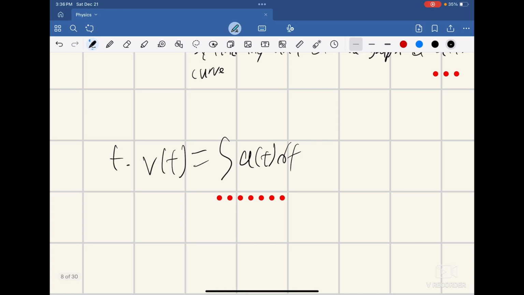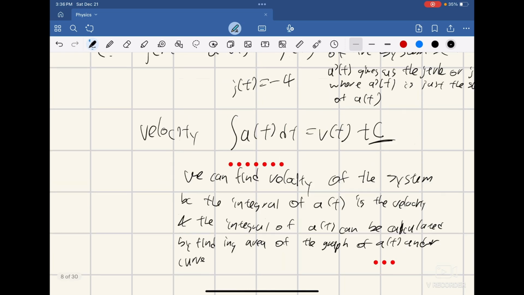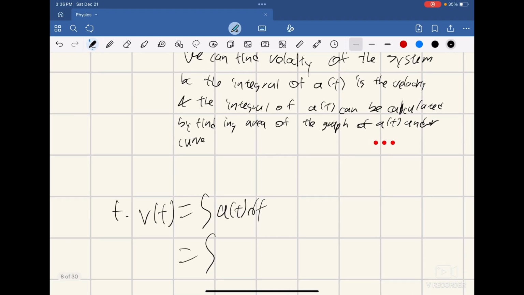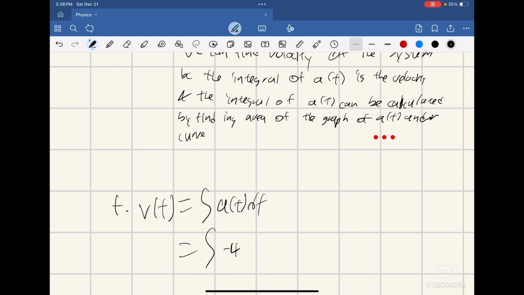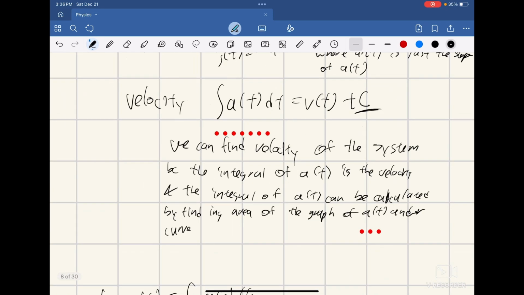In this problem, we're going to assume that v of c is 0, so we're just not going to include it here. So how do they find this? Well, we already know what we're going to do. We're just going to find the integral of it, which is negative 4 meters per second cubed times t plus 20 meters per second squared.